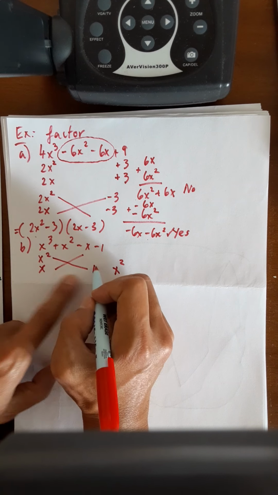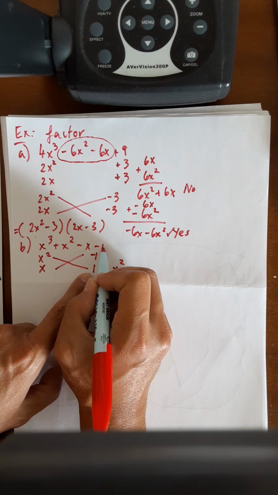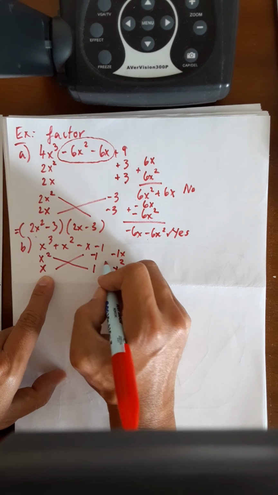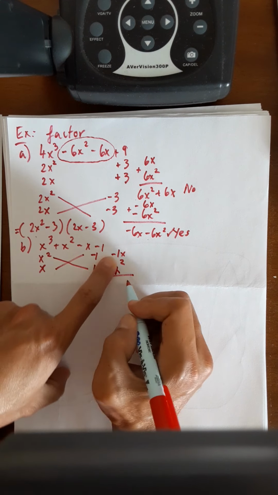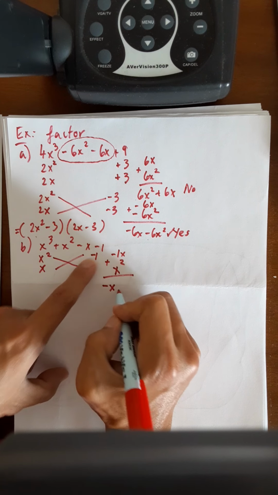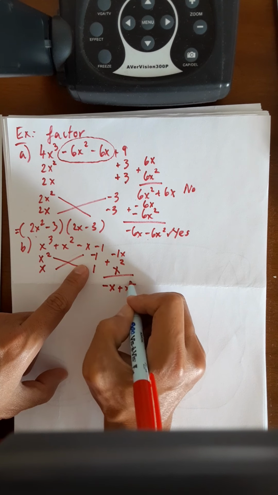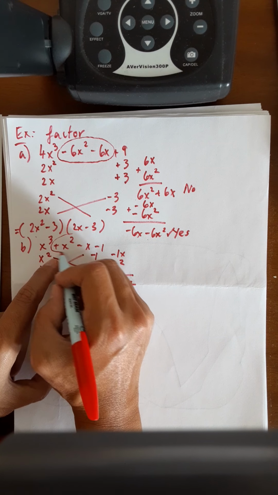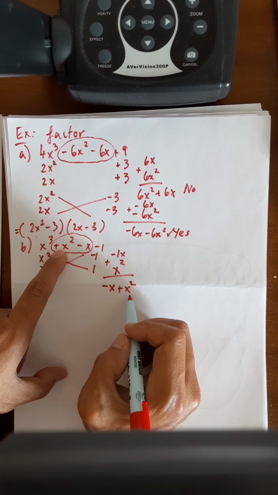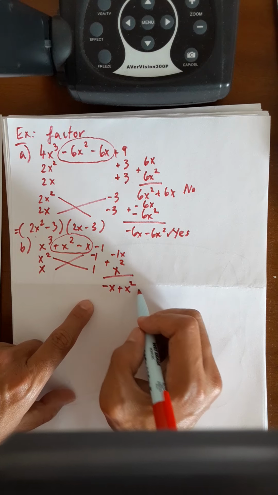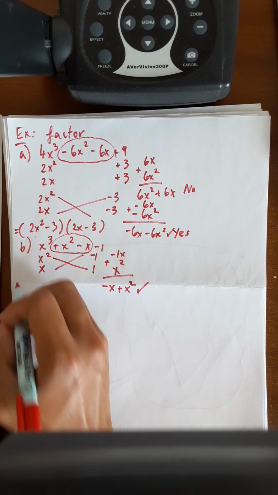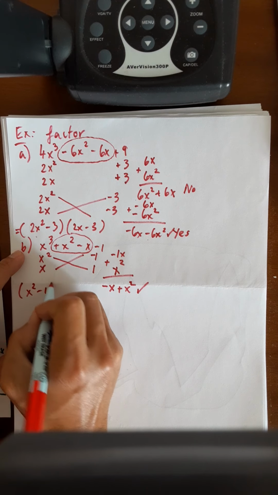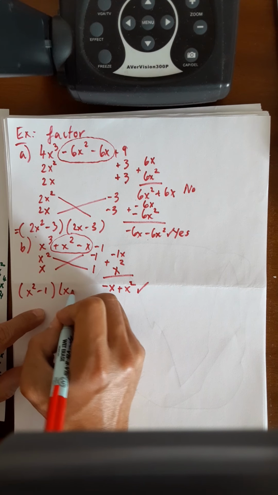And x here, 1 times negative 1 will be negative 1. So x times negative 1 is negative 1x. Adding these two terms together, you have negative x and then plus x squared. Are these two terms similar to the two terms right there? Yes, x squared and then negative x. Good. So my answer would be x squared minus 1 and then x plus 1.